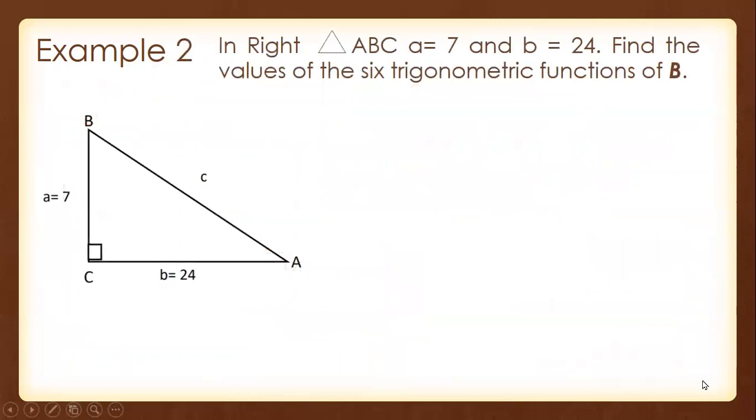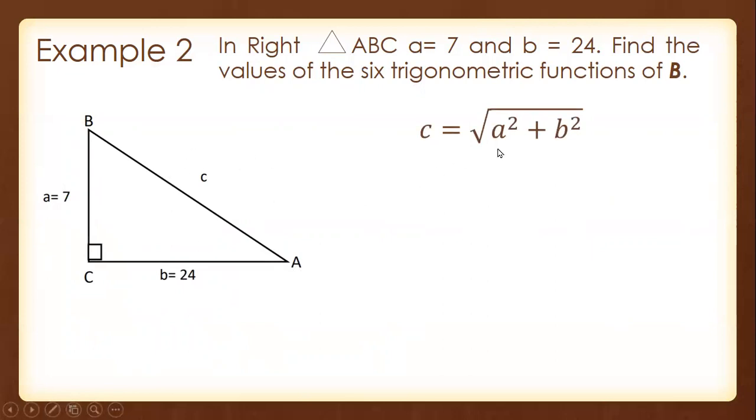So let's have example number 2. In right triangle ABC, a is equal to 7 and b is equal to 24. Find the values of the 6 trigonometric functions of B. So our angle here is angle B. So we have a equal to 7 and b equal to 24. And c, the hypotenuse, is missing. Since our sides are not complete, we cannot find the values of the 6 trigonometric functions right away. So, we first need to use the Pythagorean theorem to get the hypotenuse.